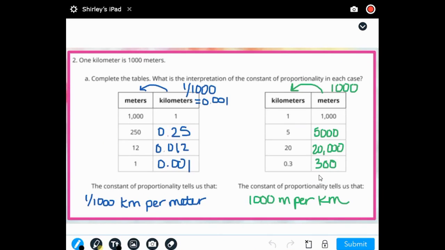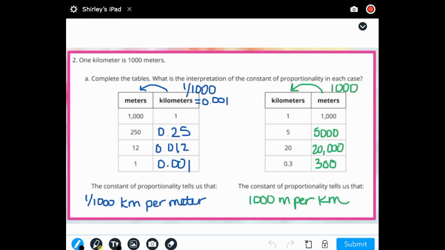Here is our last table problem. So we're given two different tables, but you can see we're kind of comparing the same thing. In table A, I have meters on the left to kilometers on the right. So find your constant of proportionality, fill in the table. And then on the right, I have kilometers to meters. So again, you can see we're comparing the same thing, but we're just going in different directions.